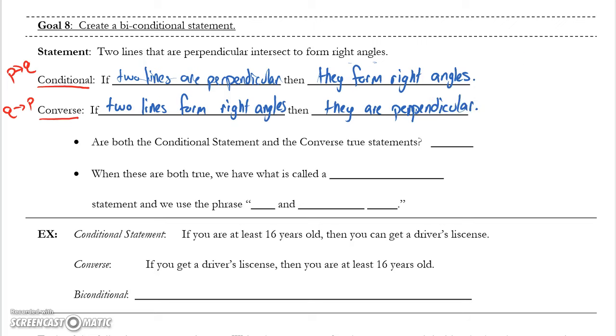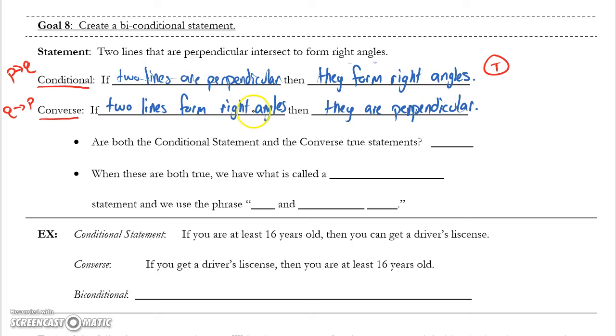Now let's talk again about our truth values. Are they both true? Well, I'm not sure how much background you have on perpendicular lines and right angles, but the fact that they are perpendicular means that they are right angles. I cannot come up with any example or counterexample to that. If lines are perpendicular, where they intersect, they form right angles. So that is a true conditional.